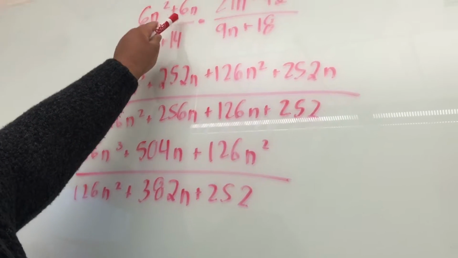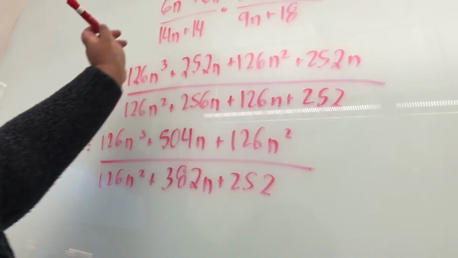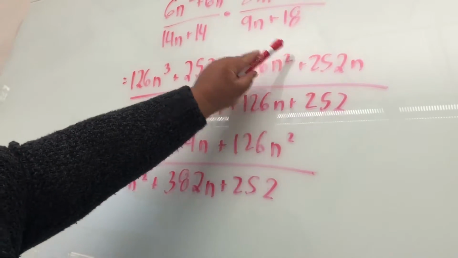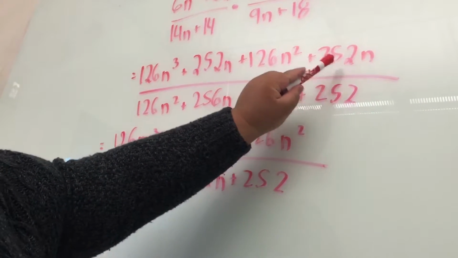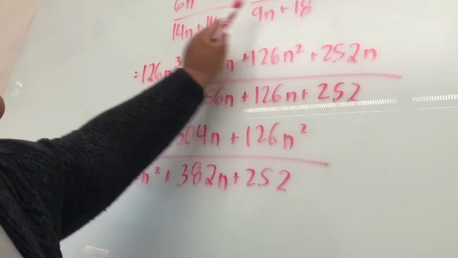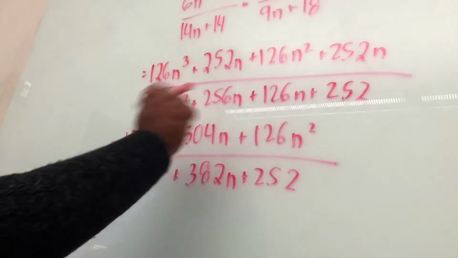Same thing with this. 6n times 21n is 126n squared because there's two n's. Then 6 times 42 is 252n. It's only n because there's only one n. And then we're going to do the same thing for the bottom.